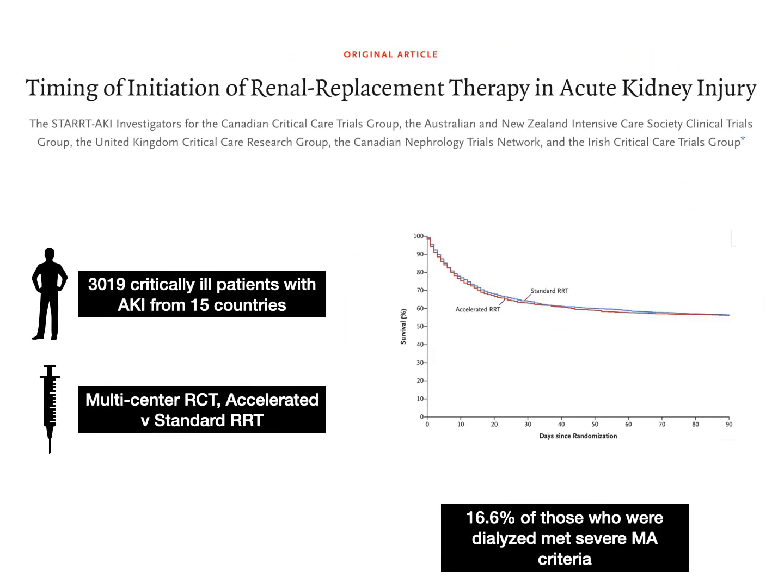Finally, the latest trial was the START-AKI trial, where the institution I trained in, Toronto, was a part of. This multi-continent RCT enrolled 3,019 patients with AKI and randomized them into accelerated versus standard renal replacement therapy treatment strategies. Again, as with the two previous studies, no difference between the two groups was found, and amongst those who were dialyzed, 16.6% met severe metabolic acidosis criteria for renal replacement therapy.